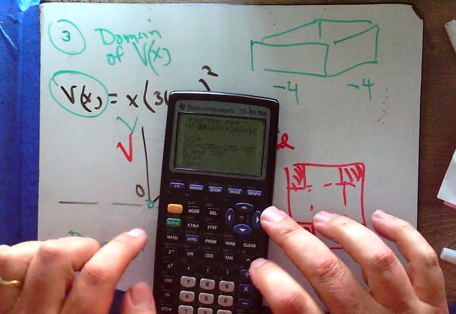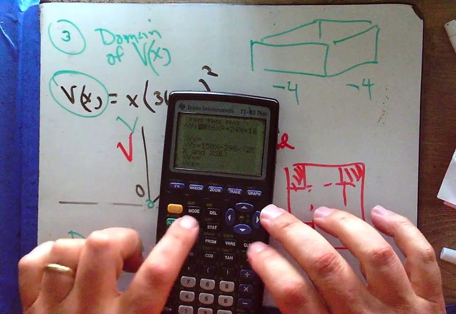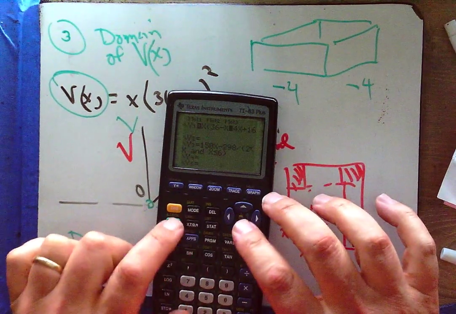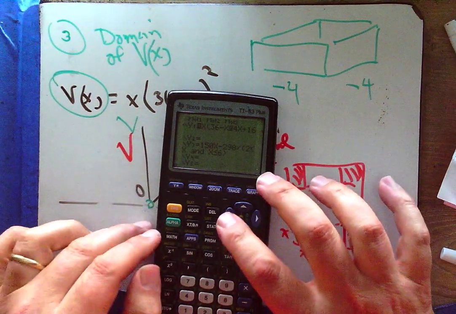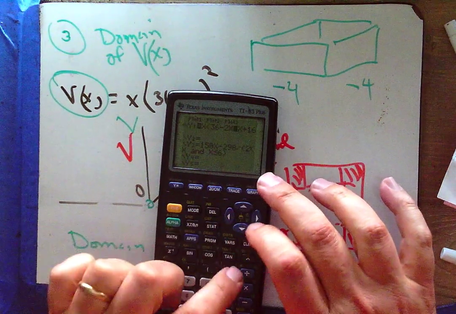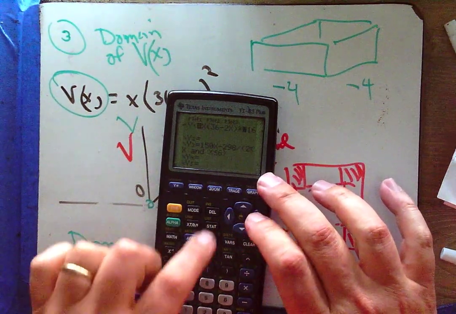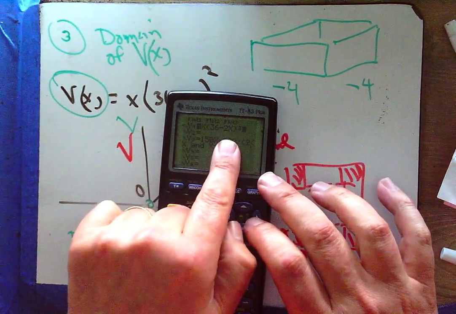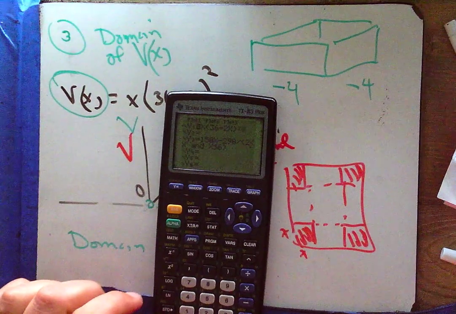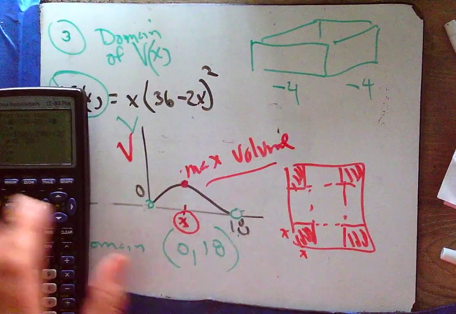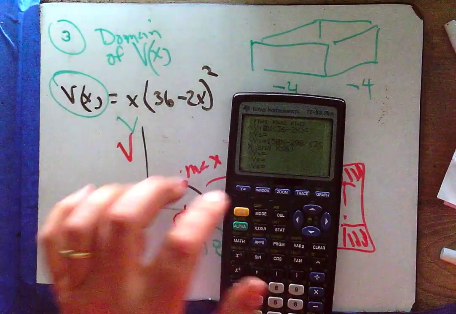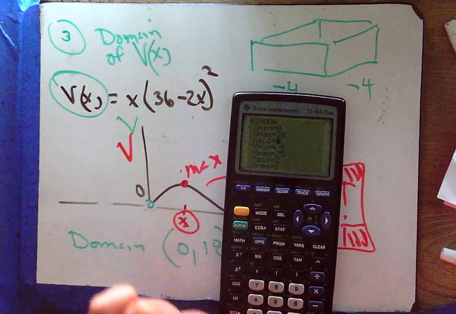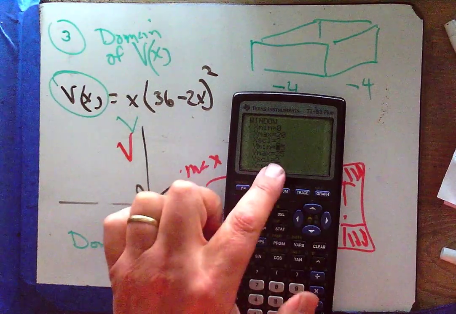So, y equals, and our equation is x times 36 minus 2x, and don't forget the squaring in that factor. Okay, so I've got x times 36 minus 2x quantity squared. Alright, now I know my viewing window should go from 0 to 18 with the x's, so I'm going to set my viewing window to go from 0 to 20, steps of 2.